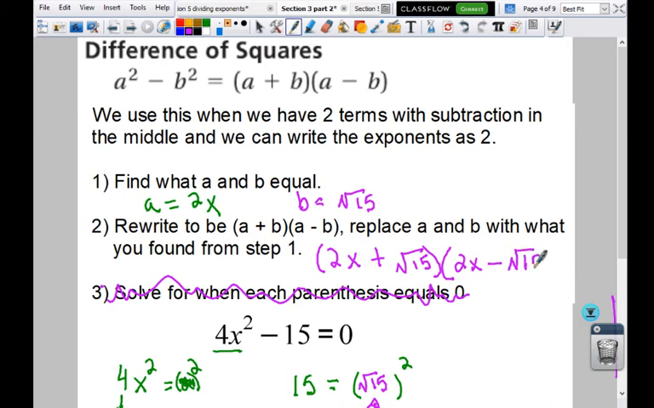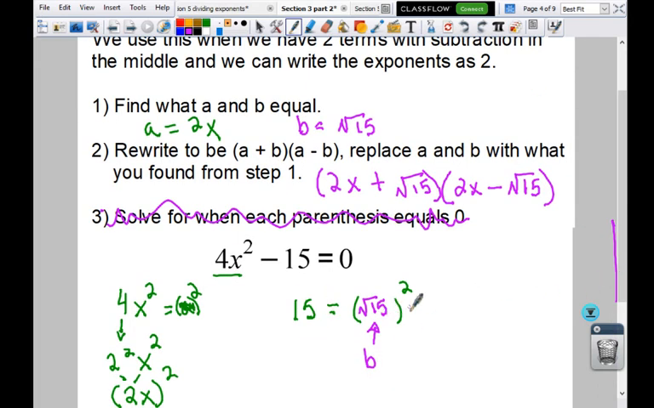Wait, you can't just put 15. Nope, because b is the square root of 15. Because I had to change this 15 to be something inside parentheses to a power of 2. But I thought that canceled out. Yeah. So I still want it to equal 15, but I want to finagle it so I have an exponent of 2.